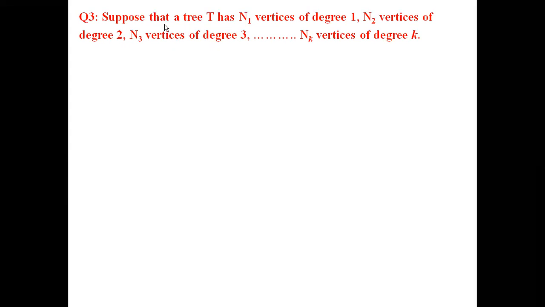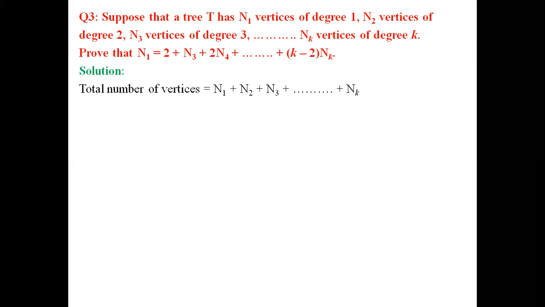Third problem. Suppose that a tree T has n1 vertices of degree 1, n2 vertices of degree 2, n3 vertices of degree 3, etc. up to nk vertices of degree k. Then prove that n1 equal to 2 plus n3 plus 2 n4 etc. up to (k minus 2) into nk. In order to prove the result, we consider the handshaking property here and apply it. So let's see how to do it.